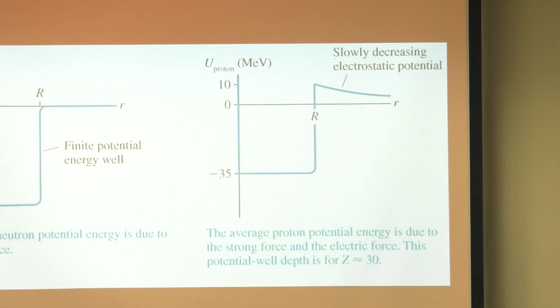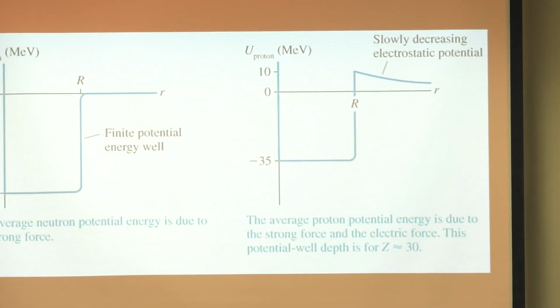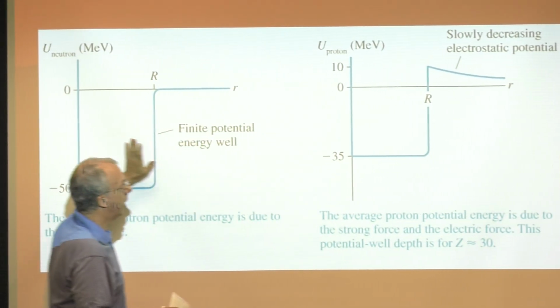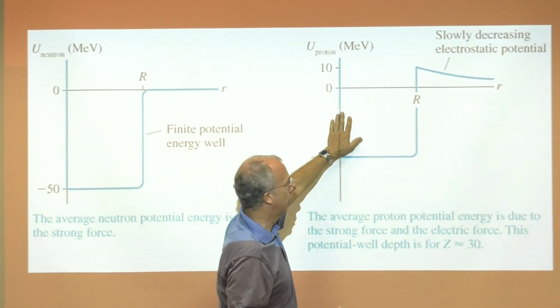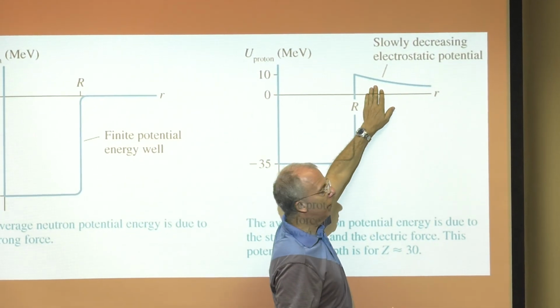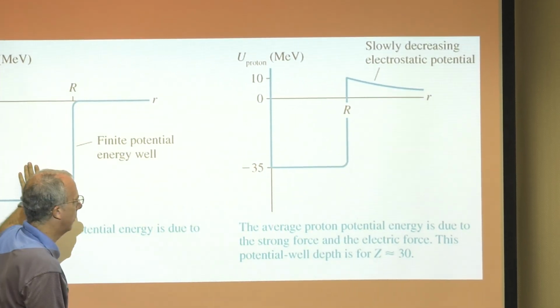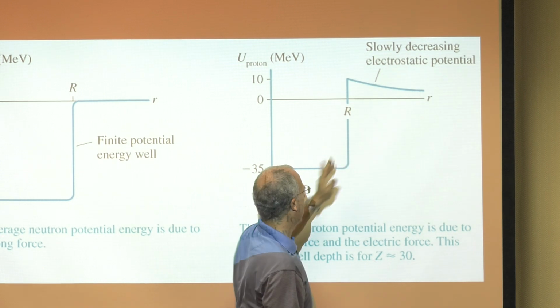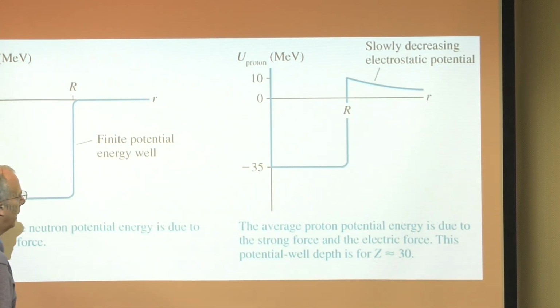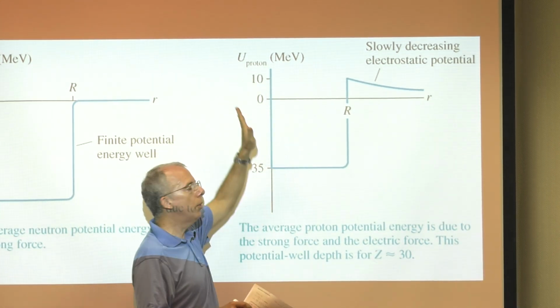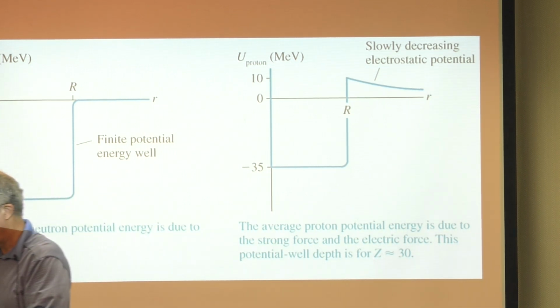Again, this is negative due to the strong force. But this is positive, due to the repulsion. So here you just have negative, and here you have negative plus positive. That's why this is minus 50 and this is minus 35. This gets boosted up because of the positive repulsive force.